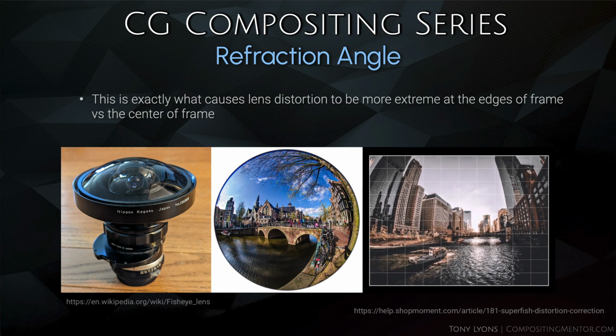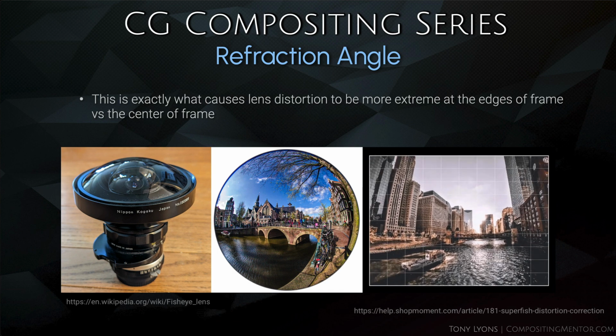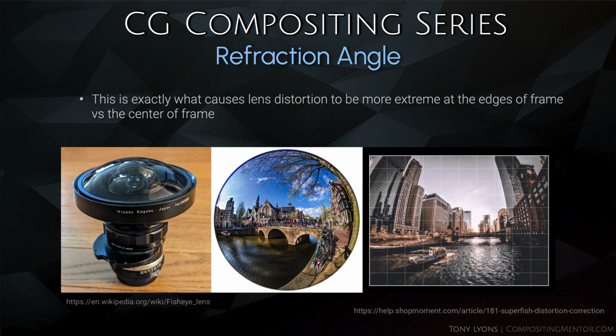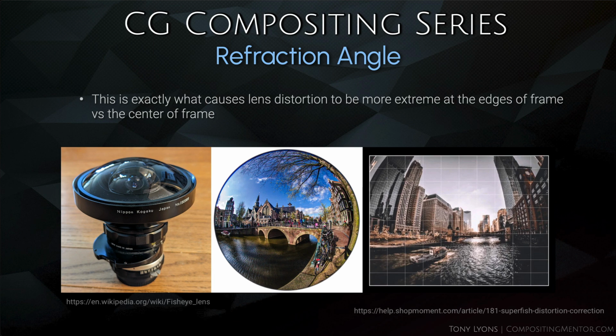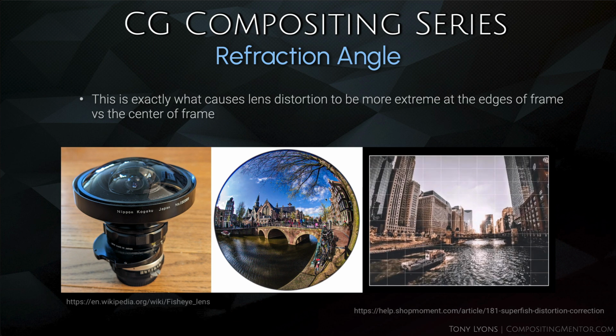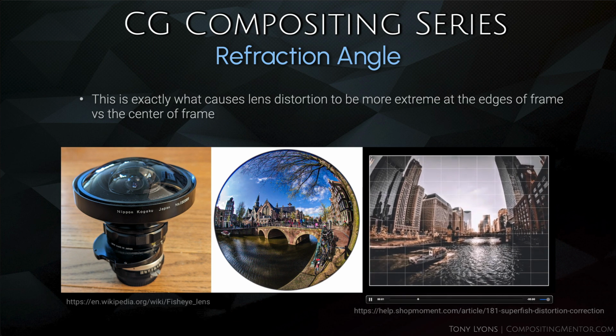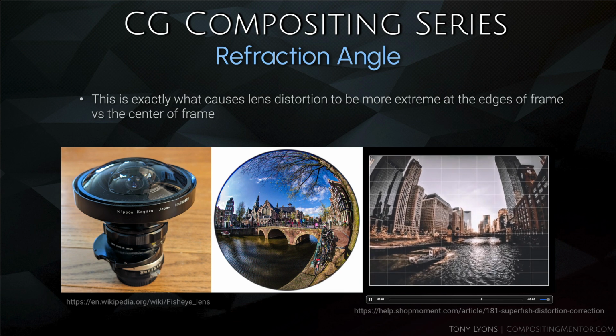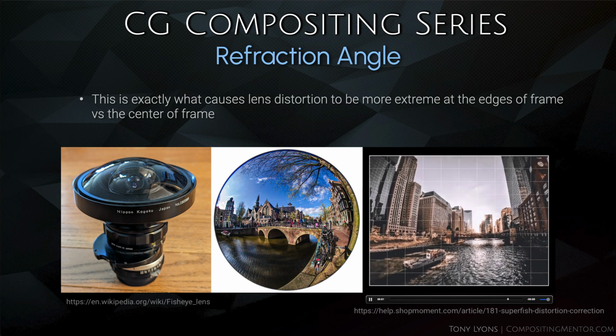This is exactly what causes lens distortion to be more extreme at the edges of the frame versus the center of the frame. We've all seen a fisheye lens before, and we know that in the middle, it starts to look pretty normal, and by the end, all these buildings and trees are changing direction so much and curving so much, and that's why when you have an image like this that you're trying to undistort, it's mostly the edges of the frame that are receiving that undistortion, and the middle is relatively left alone.